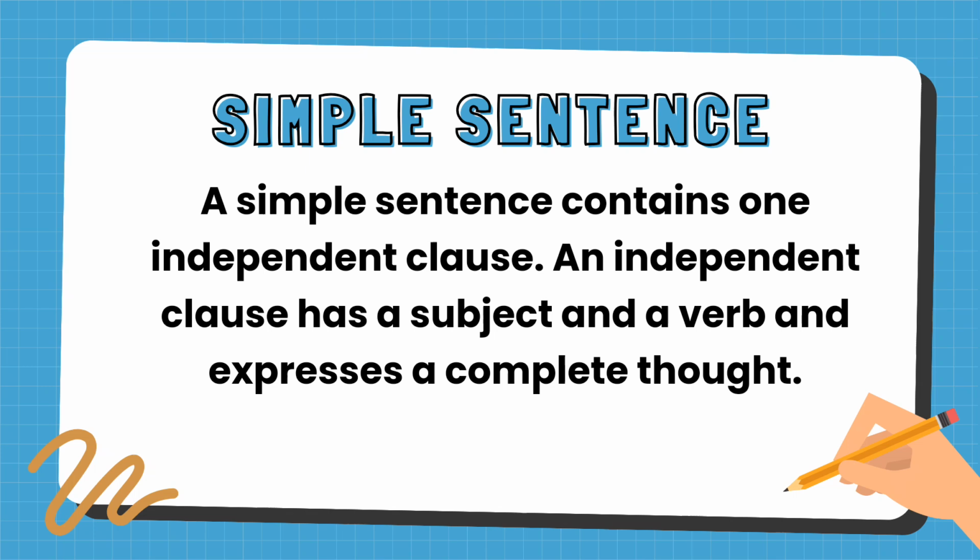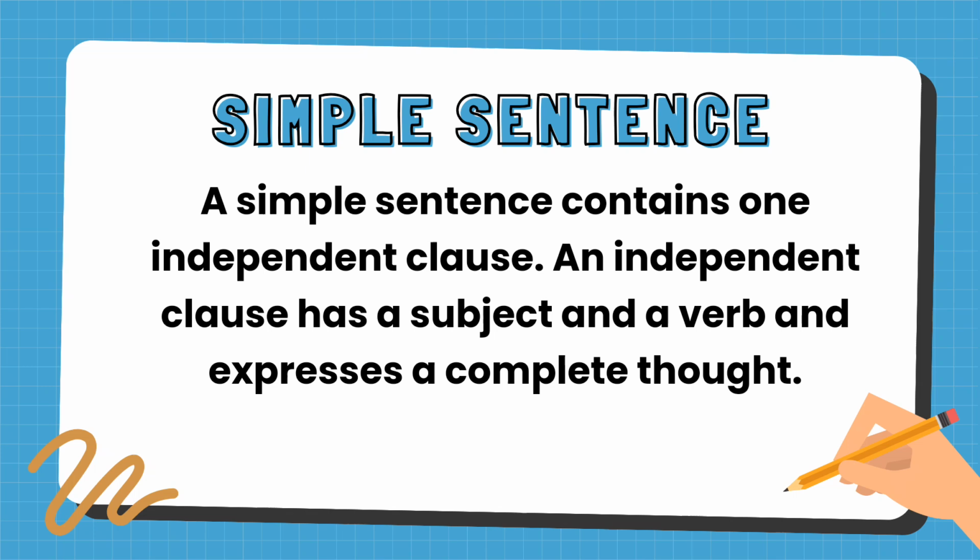So we want to talk about the simple sentence. A simple sentence contains one independent clause. An independent clause has a subject and a verb and expresses a complete thought. So a simple sentence contains only one independent clause, such that we call it a simple sentence.